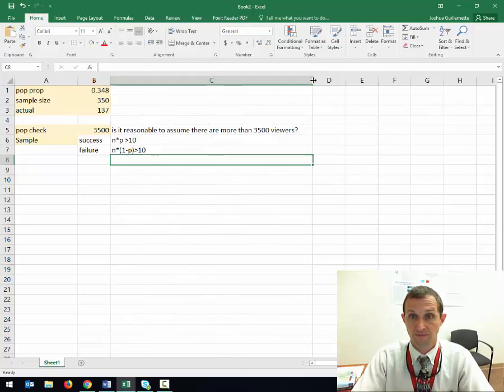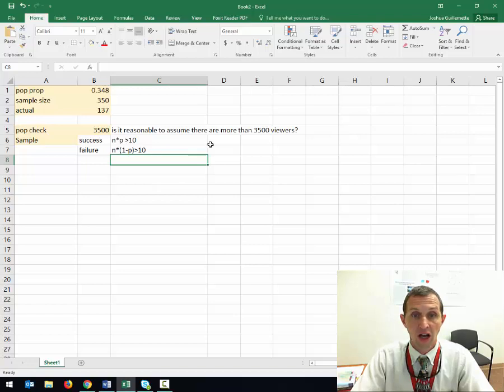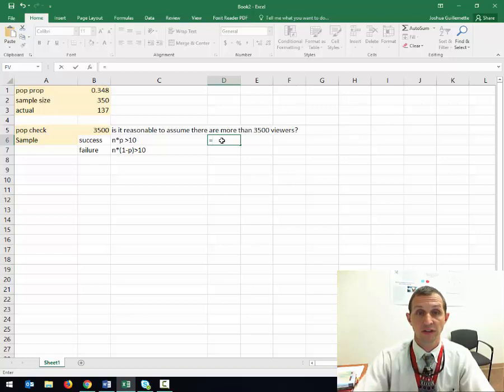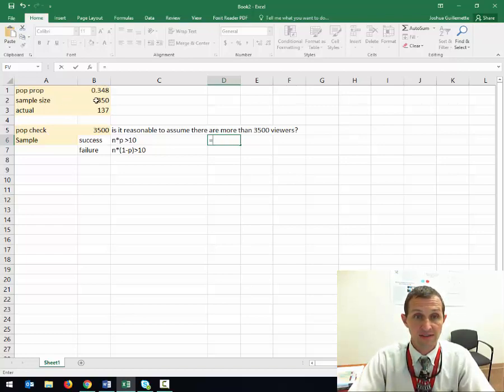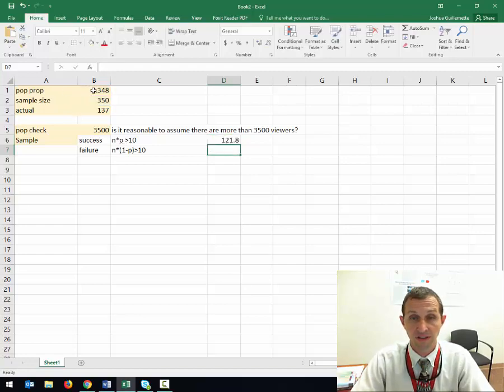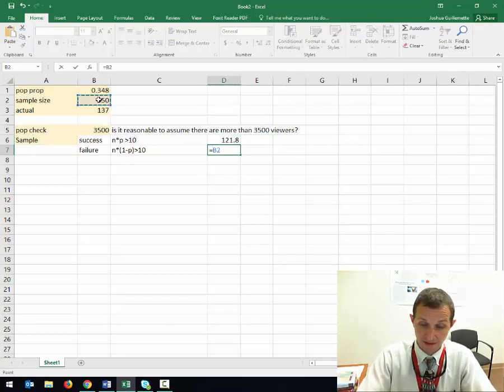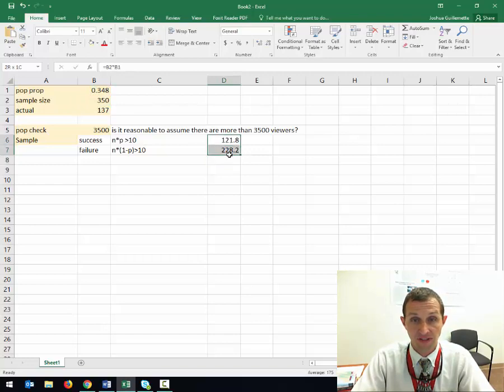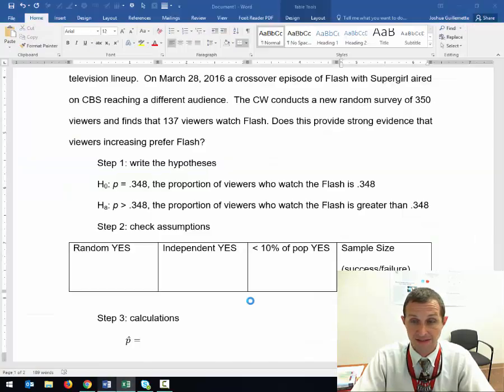So, I didn't want to quite go that far. So what do we have? The equal sign tells us we're getting ready to calculate. Sample size n times p, my population proportion, is greater than 10. And then here equals sample size, 350, times 1 minus my population proportion. That's greater than 10. So both of these are greater than 10. So my success failure condition is met, right?